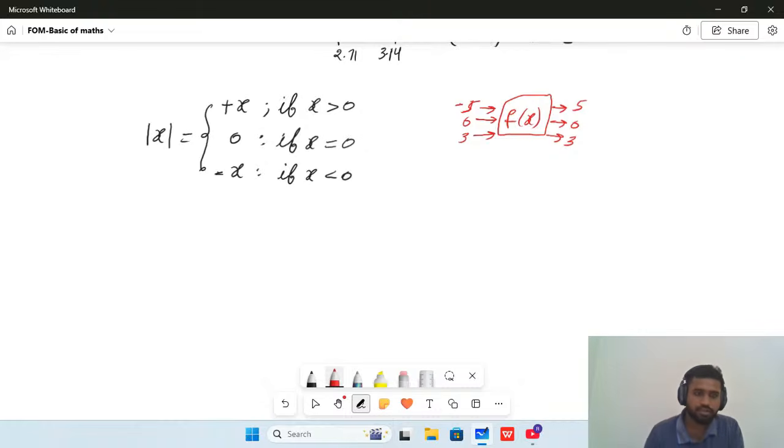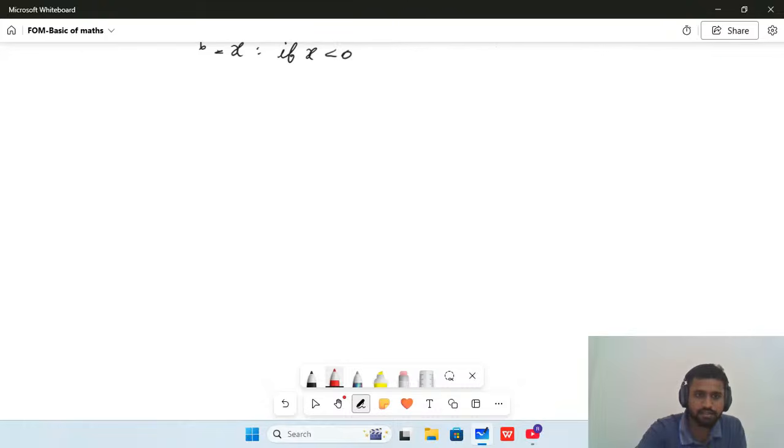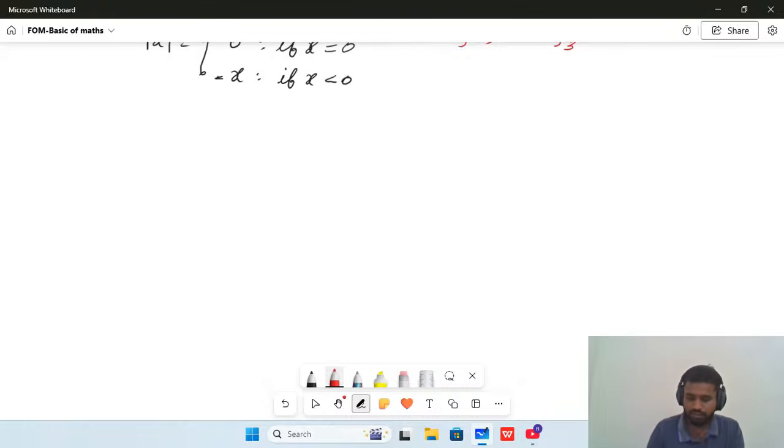Now coming to the next topic, which is domain, range and graph of the modulus function. So what is the domain and what is the range and what is the graph, how it will be, we will see in the next topic. So you can write down a side heading here: domain, range and graph of the modulus function.